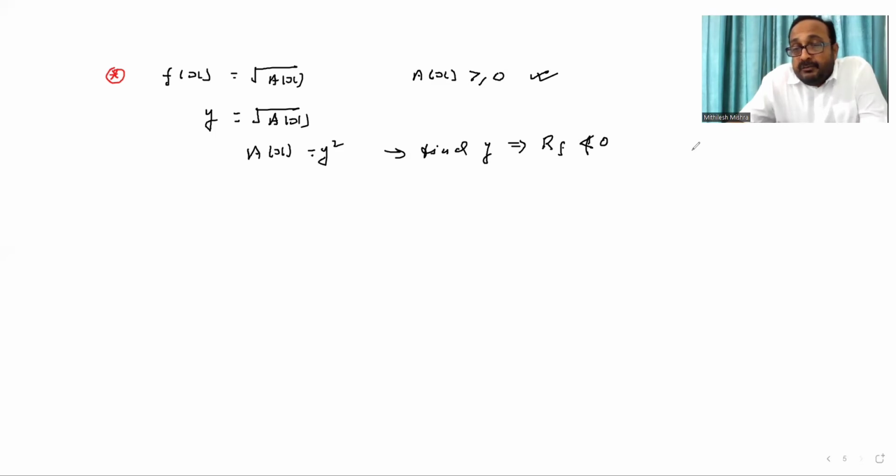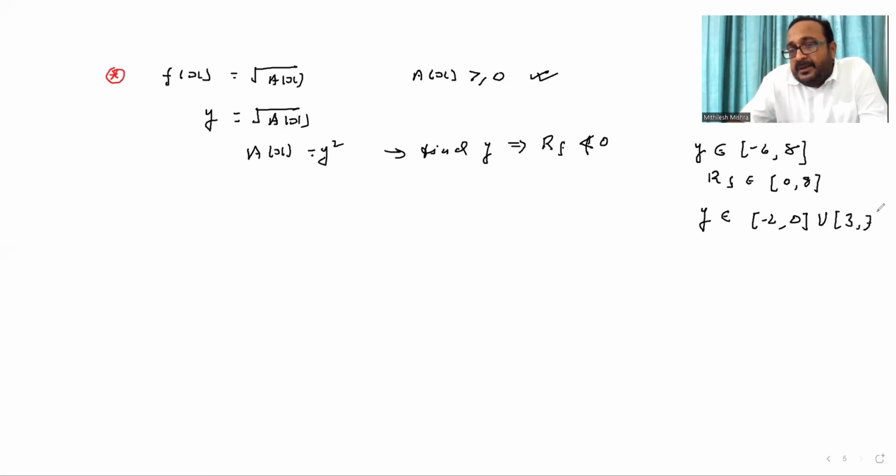As suppose y comes -6 to 8, its range will be 0 to 8. Right? Suppose y comes -2 to 0, union 3 to 7. Right? Its range will be 0 including, right, open 3.